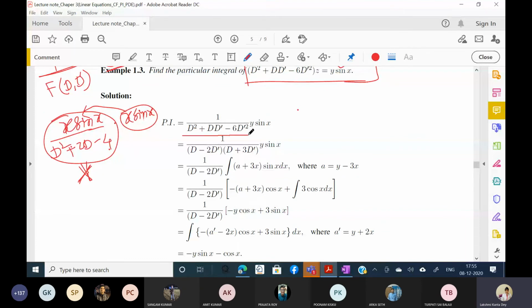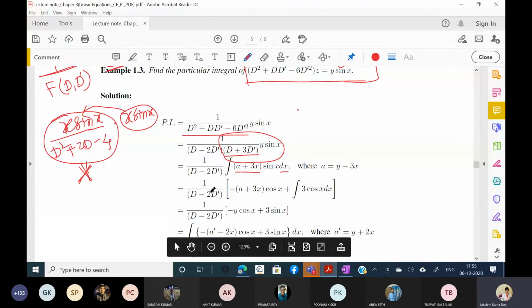Okay, so this function can be written as 1 by (d minus 2d dash)(d plus 3d dash) of y sin x. So you have to be a little bit careful here. I would like to do this part only initially. So 1 by d plus 3d dash. That means we have to put a plus mx. So a plus 3x, instead of y we put a plus 3x, and x we keep as it is. Sin x will be sin x. So dx. We have to integrate with respect to x only here.